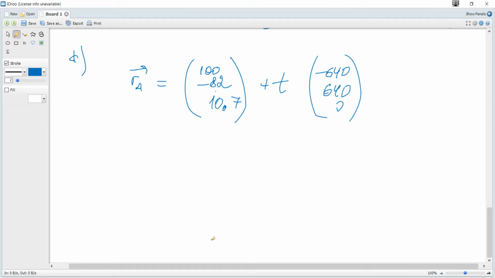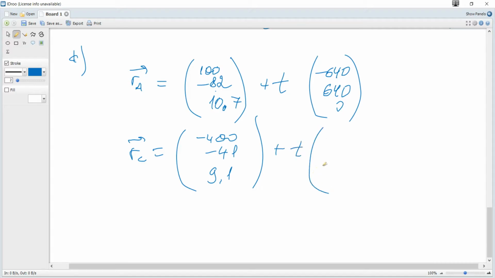The air traffic controller notices an aircraft C flying on a different flight path but close to A. The position of C t hours after 12 o'clock is given by negative 400, negative 41, 9.1 plus t. It's the same t because we start at 12 o'clock.